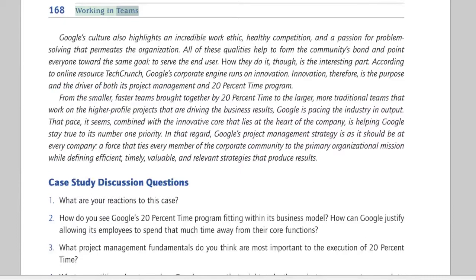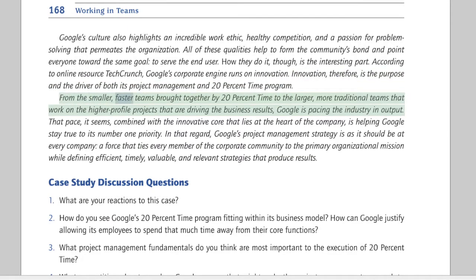Google's culture also highlights an incredible work ethic, healthy competition, and a passion for problem-solving that permeates the organization. All of these qualities help to form the community's bond and point everyone toward the same goal, to serve the end user. How they do it, though, is the interesting part. According to online resource TechCrunch, Google's corporate engine runs on innovation. Innovation, therefore, is the purpose and the driver of both its project management and 20% Time program.